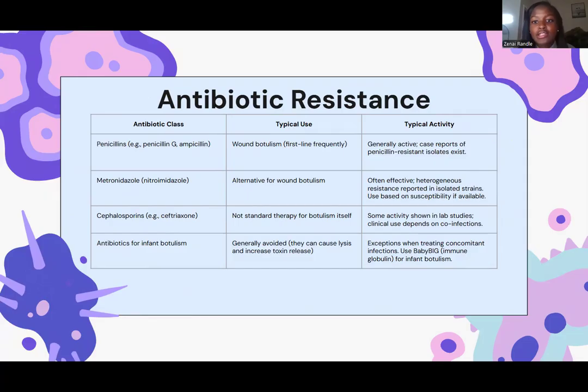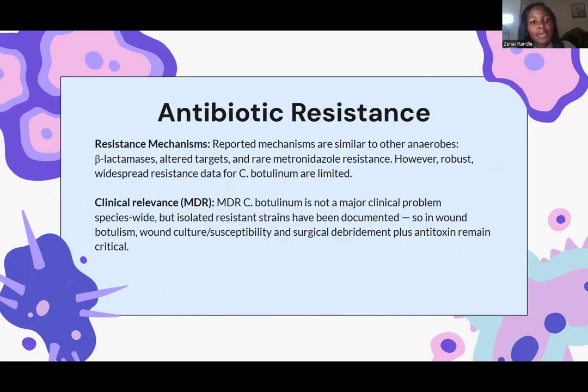This diagram represents antibiotic resistance. So we see that penicillin and metronidazole are used for wound botulism. Cephalosporins are not standard, but can be used for botulism across the board. And then antibiotics are usually avoided for infant botulism. Some resistance mechanisms include other anaerobes, altered targets, but widespread resistance is not found. And then MDR is not a major clinical problem, but species have been documented, so it remains critical.